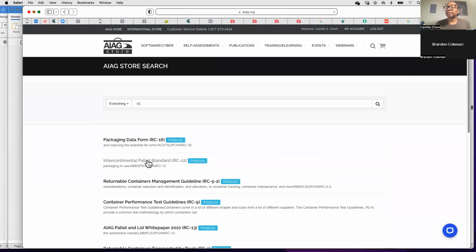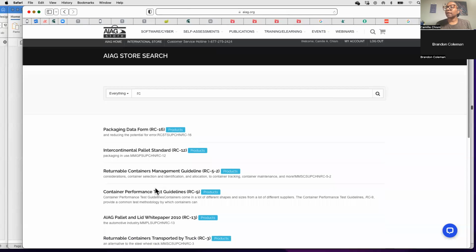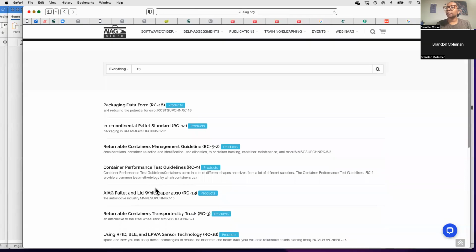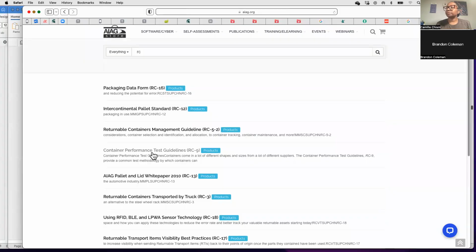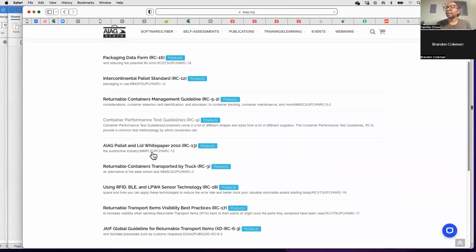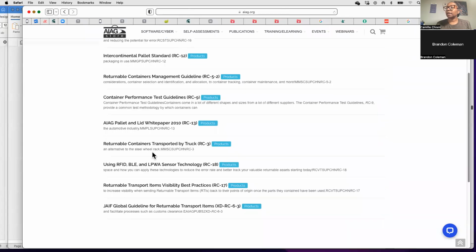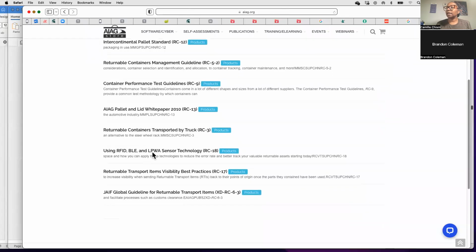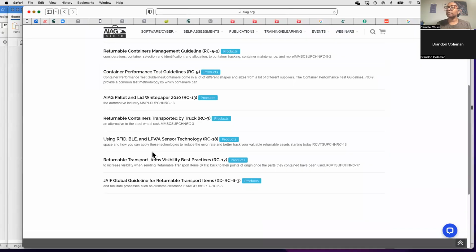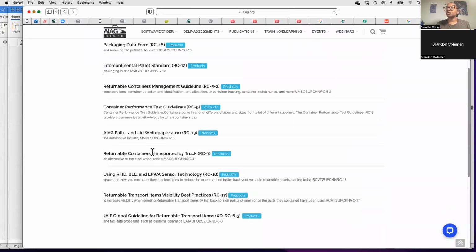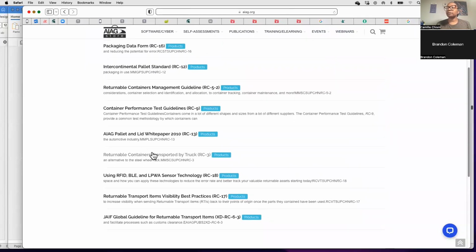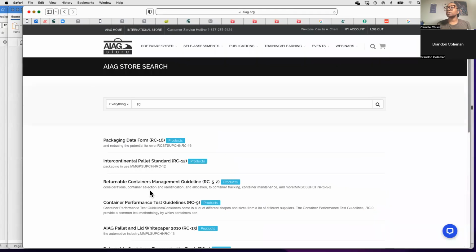Then this is the pallet standard I think I mentioned before. There are guidelines for returnable container management. Here's the RC9 that we've been talking about. This is just a lot of different information that you can see. This is specifically returnable containers, which is what the RC stands for.